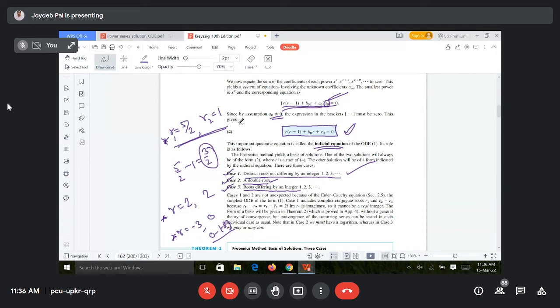If they are differing by an integer, what are the solutions? If they are not differing by an integer, what are the solutions? And if they are equal, what are the solutions? So these are the 3 cases.